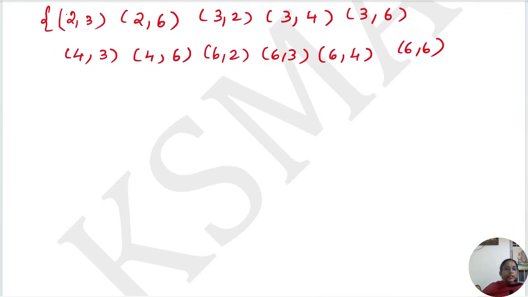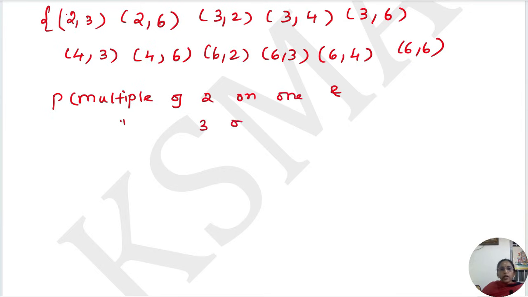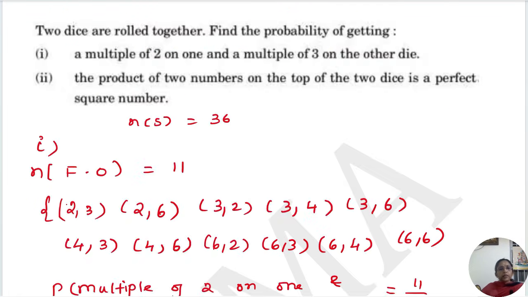So the probability of our data, a multiple of 2 on one and a multiple of 3 on the other, is equal to 11 divided by 36. There is no possibility of reduction over here, so you can write your answer as it is.